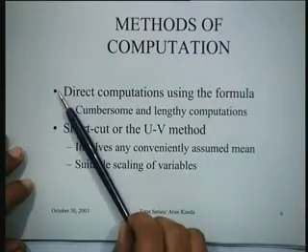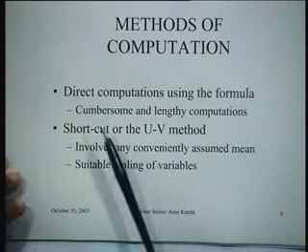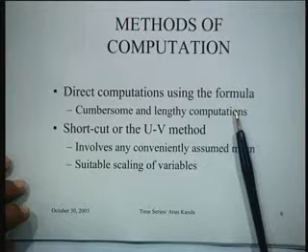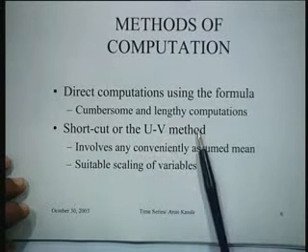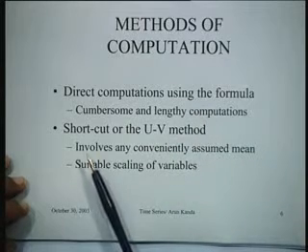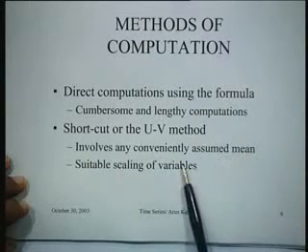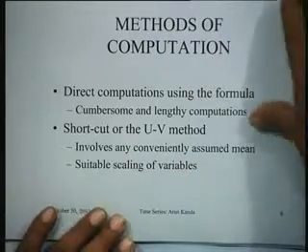One of the methods is the direct computation using the formula we have just defined. This is generally a cumbersome and lengthy method for purposes of computation. One can also use a shortcut or the UV method, which is basically like shifting the origin, and it involves any conveniently assumed mean and then suitable scaling of variables. So this is generally pretty easy for purposes of computation.